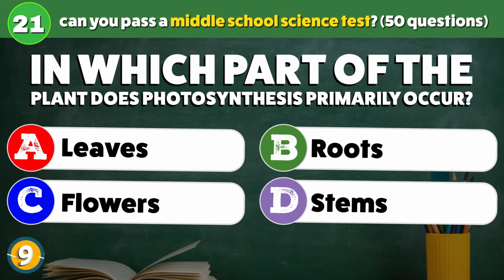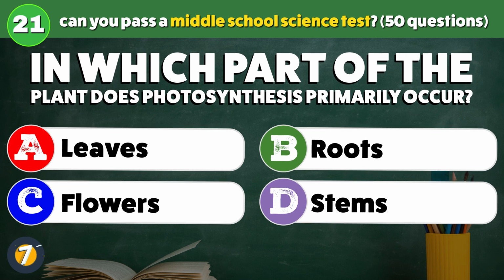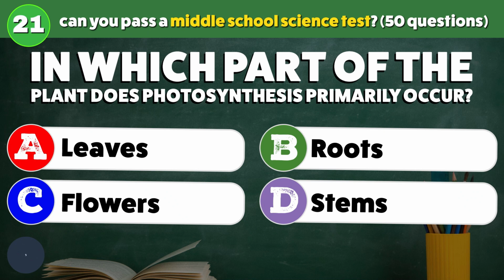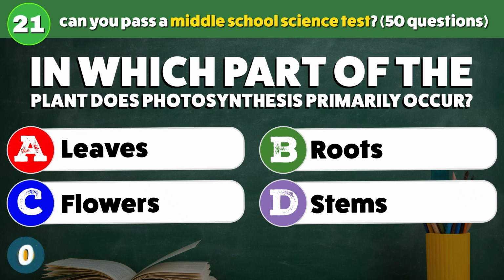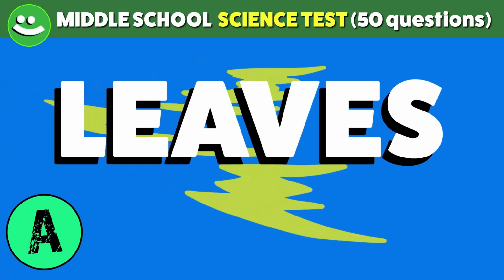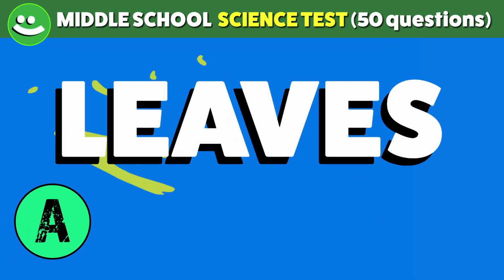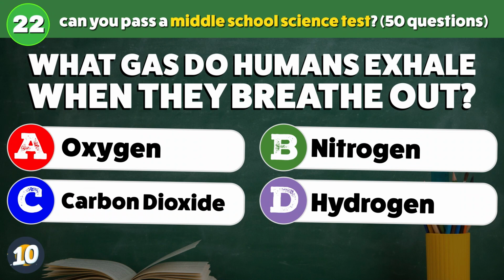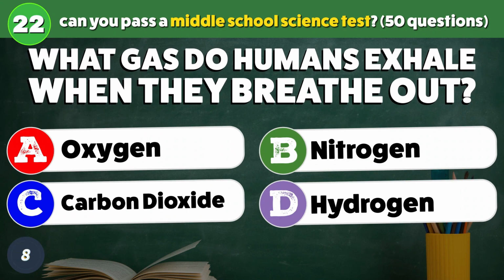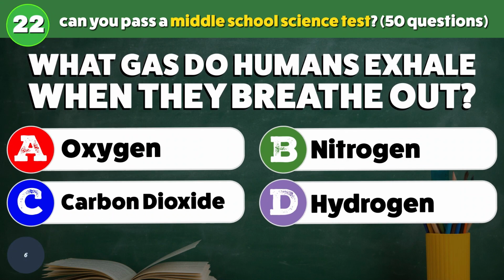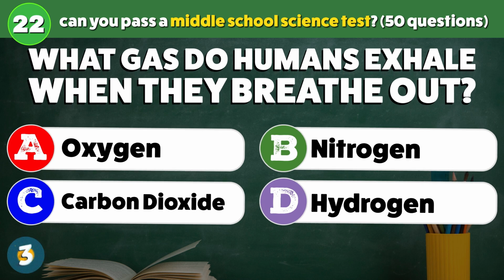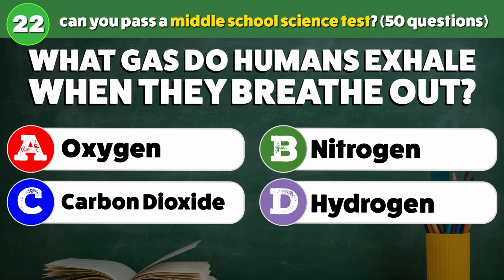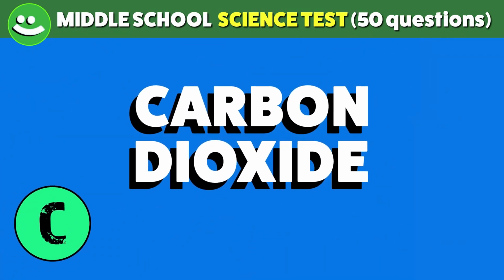In which part of the plant does photosynthesis primarily occur? Is it the leaves, roots, flowers, or the stems? It's leaves. What gas do humans exhale when they breathe out? Is it oxygen, nitrogen, carbon dioxide, or hydrogen? It's carbon dioxide.